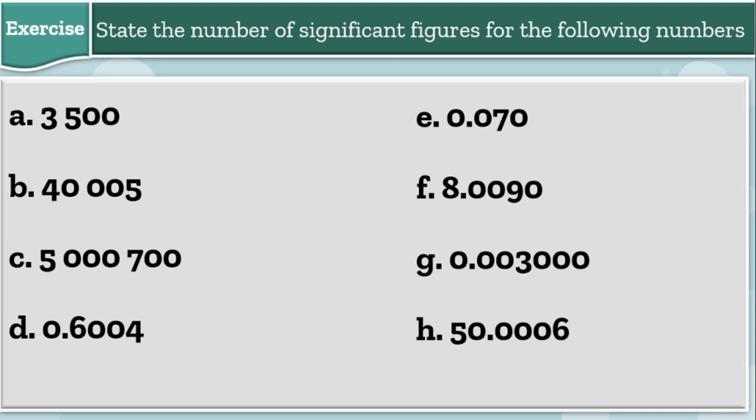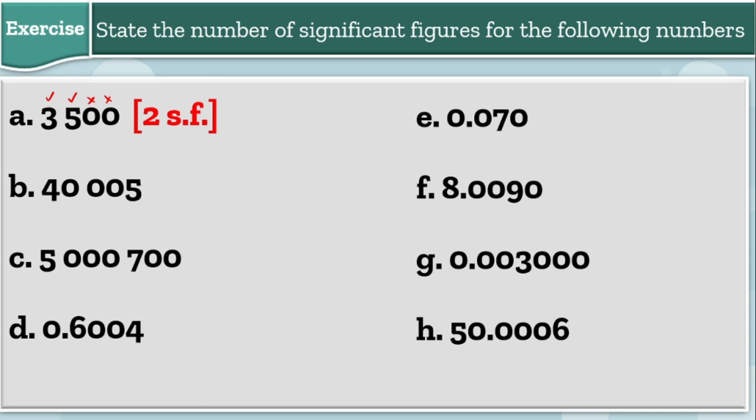Have you finished all the 8 questions? Let's check your answers. A. 3,500. How many significant figures are here? 1, 2. These 2 zeros are not counted as they are zero digits at the end of a number. So, it is 2 significant figures.